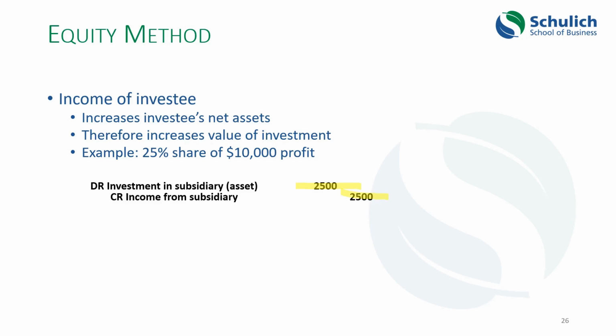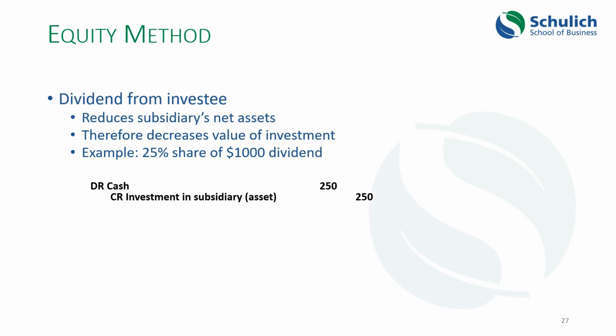So for the investor company, the company that owns the 25% stake in the other company, what you're going to see is the assets go up by $2,500, the financial investment line on the asset section. And the retained earnings are going to go up by $2,500, keeping the balance sheet in balance. And the income statement is going to record that $2,500 financial income.